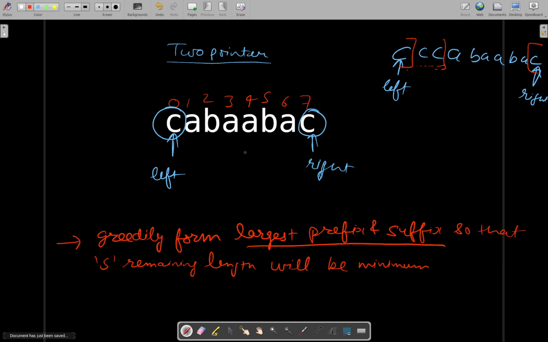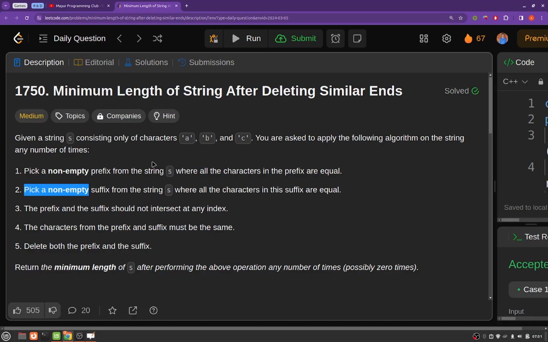Other than that, it is pretty much a two-pointer approach. You will be moving both left and right towards the center, and these conditions should hold true. Okay, that prefix and suffix characters should be same, both of prefix and suffixes should be non-empty, and all the characters in prefixes and suffixes should be same.